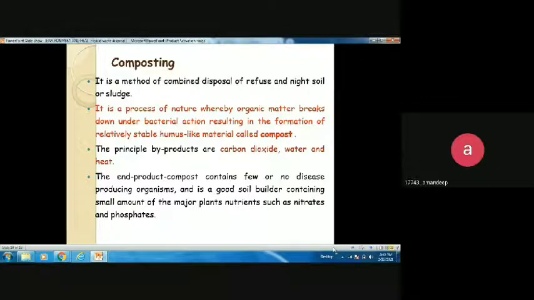Next is composting. It is the method of combined disposal of refuse and night soil or sludge. It is a process of nature whereby organic matter breaks down under bacterial action, resulting in the formation of relatively stable humus-like material called compost. The principal byproducts formed during composting are carbon dioxide, water, and heat. The end product compost contains few or no disease producing organisms and is a good soil builder containing small amounts of the major plant nutrients such as nitrates and phosphates.